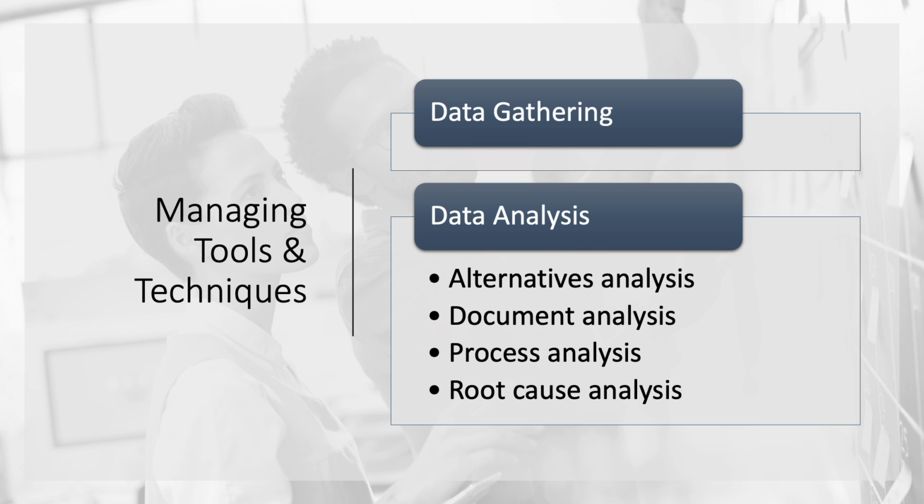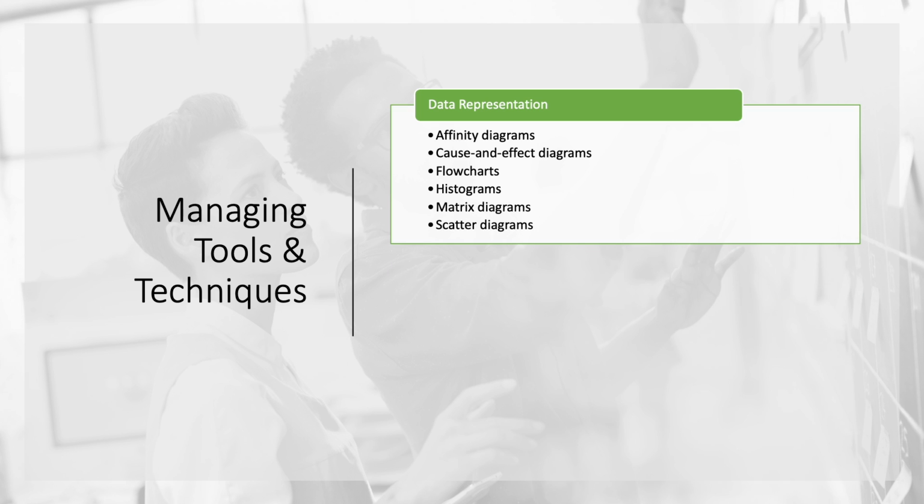Alternative analysis is analysis of different alternatives to select which one is the best for use. Document analysis is the analysis of different documents. Process analysis is the identification of opportunities to improve. Root cause analysis is used to identify the hidden problem that triggered the problem. Multi-criteria decision making is used to assess several criteria when analyzing alternatives. Affinity diagrams, cause and effect diagrams, flowcharts, histograms, matrix diagrams, and scatter diagrams are examples of displaying data.